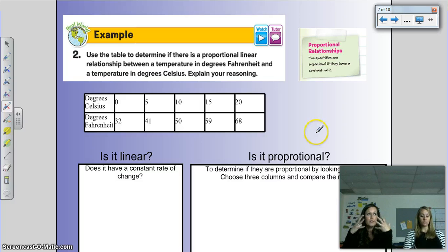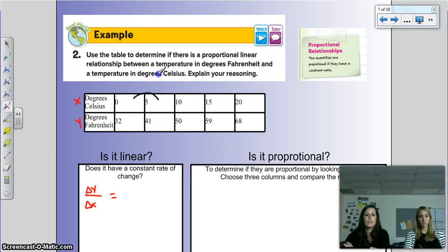So the first, use the table to determine if there is a proportional linear relationship between the temperature in degrees Fahrenheit and temperature in degrees Celsius, and explain. So the first thing we're going to do is decide, is it linear, by seeing if it has a constant rate of change. Degrees Celsius is X, and degrees Fahrenheit is Y, and we're going to do change in Y over change in X, and then I'm going to draw my little arrows on my table and see what our change is.